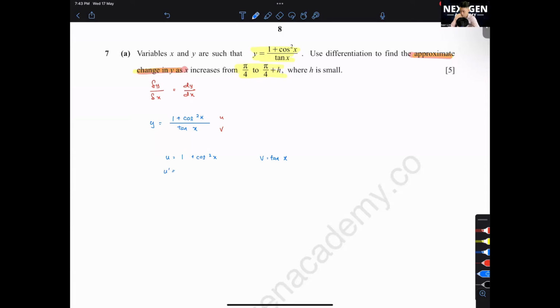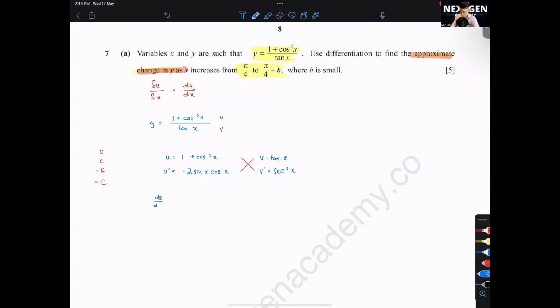U prime, you got to be careful. This one, cos square x will be cos x, then bracket square. So you will also write this one as negative sine, so cos will become negative sine. So this will be negative 2 sine x cos x. Got to be extra careful when you have your power in the middle. V prime, tangent x will become secant square x. Okay, so we are going to cross like this.